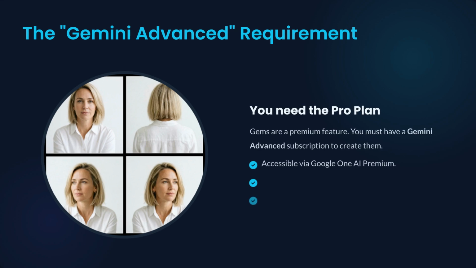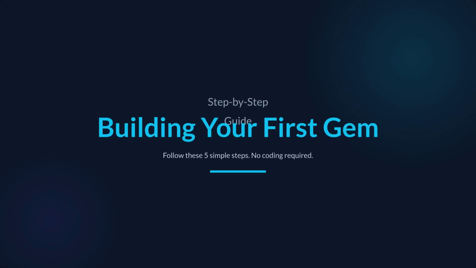To create a gem, you must have the Gemini Advanced subscription, which is a premium feature. This plan is accessible via Google One AI Premium and includes 2 terabytes of cloud storage space. Now let's walk through the simple 5-step guide for building your first gem. No coding is required.